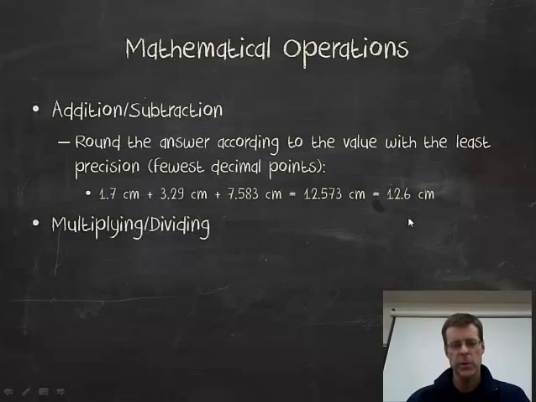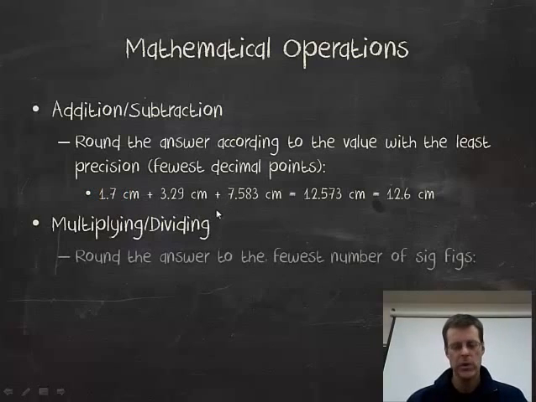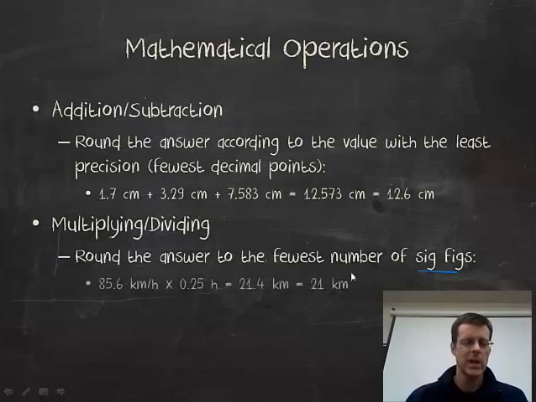For multiplication, division, it's kind of similar in the sense that I want my answer to be controlled by the least precise number, but I do it a little bit differently. I'm going to round my answer to the fewest number of significant digits, or fewest number of sig figs. And so it becomes a little bit easier, because instead of having to count decimal places, I only have to scan through and say 3 sig figs, 2 sig figs, final answer, 2 sig figs. So it's a little bit easier.